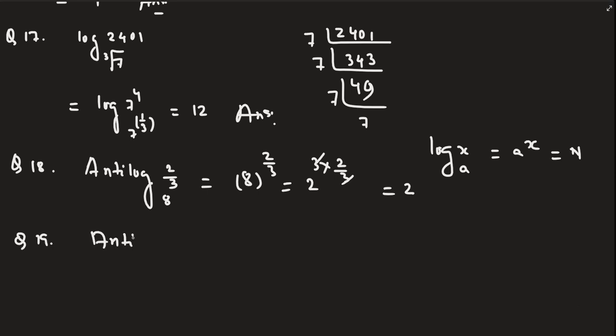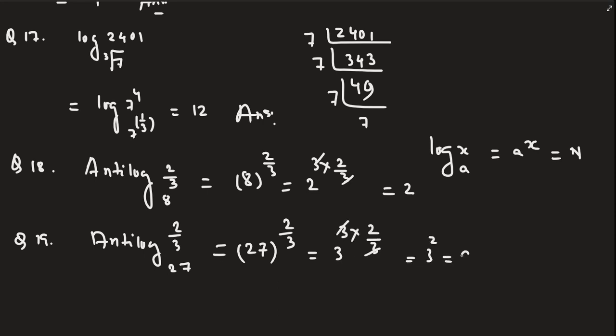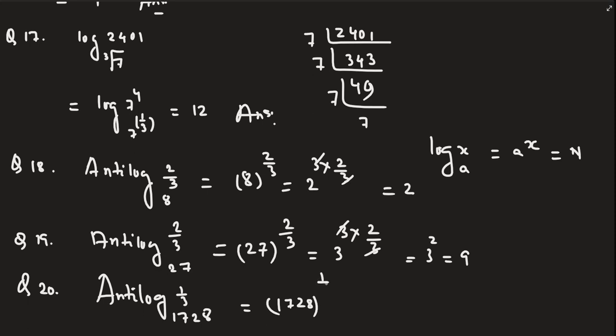Find the antilog of 2 by 3 with base 27. So it is nothing but 27 to the power 2 by 3. Now 3 power 3 multiplied by 2 by 3. So that is 3 squared, that means 9. Question number 20. Find the antilog of 1 by 3 with base 1728. So we have 1728 and its power is 1 by 3. We know that 1728 is 12 cubed. Power 1 by 3, so the answer is 12 only.